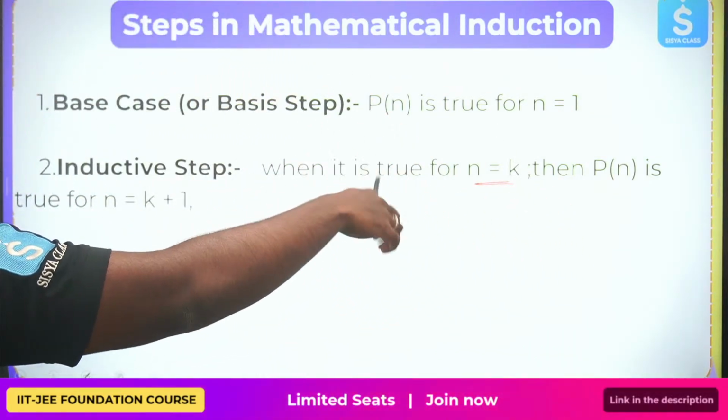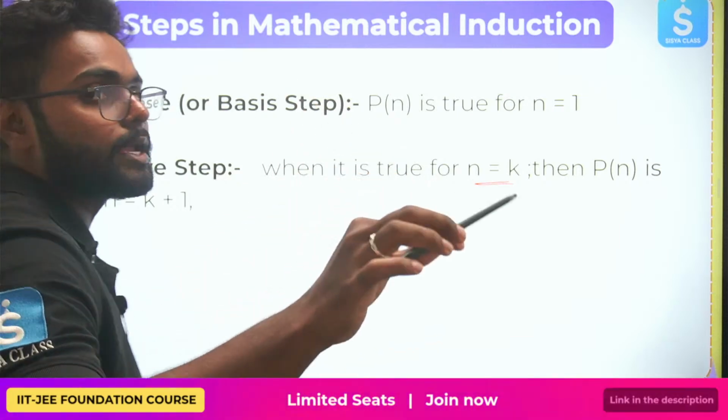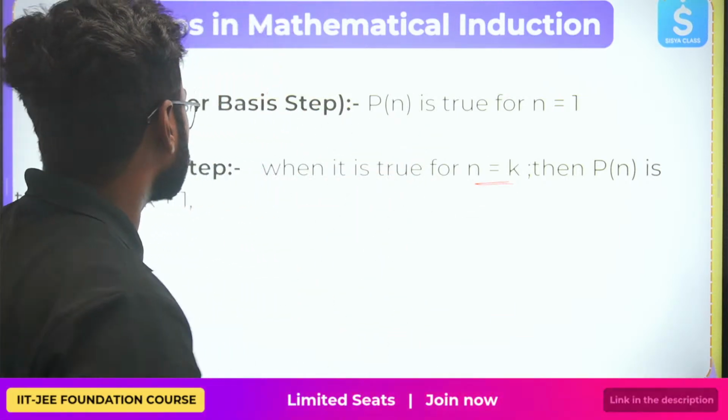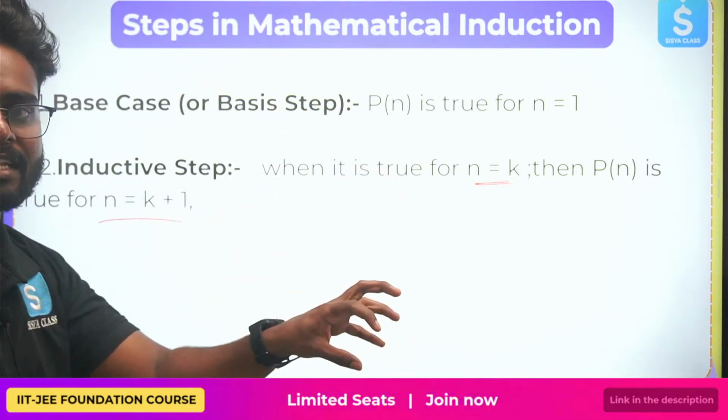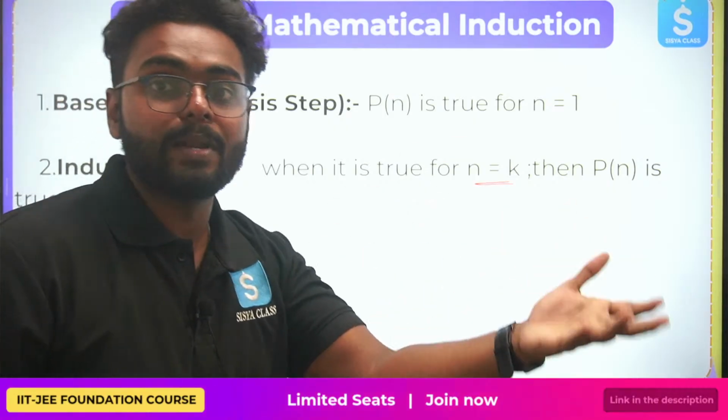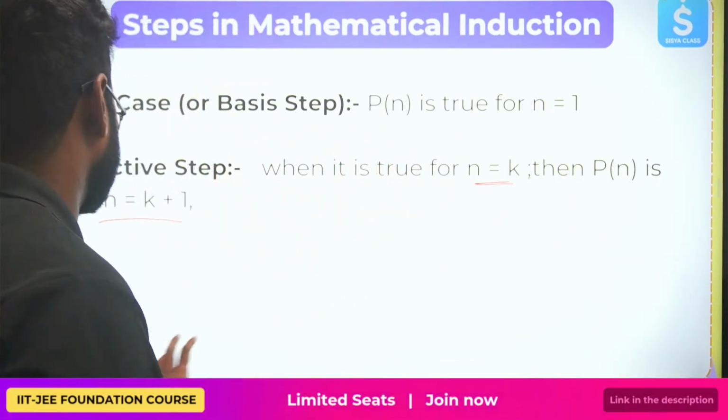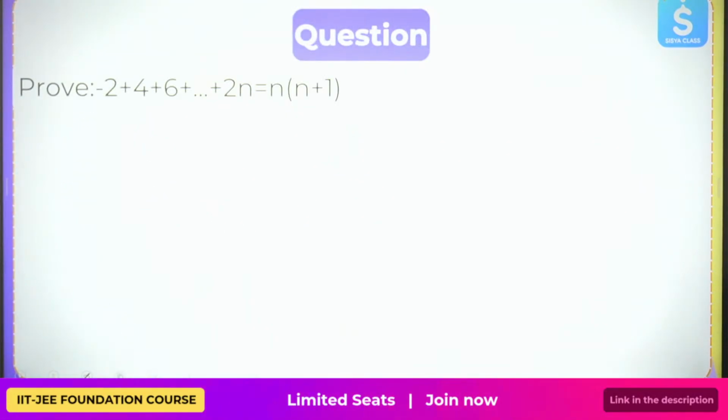Then P(n) is true for n equals k plus 1. We will assume n equals k, then we will see this. We'll prove this actually. We'll put the value of n as n plus 1, and then we'll check our equations.